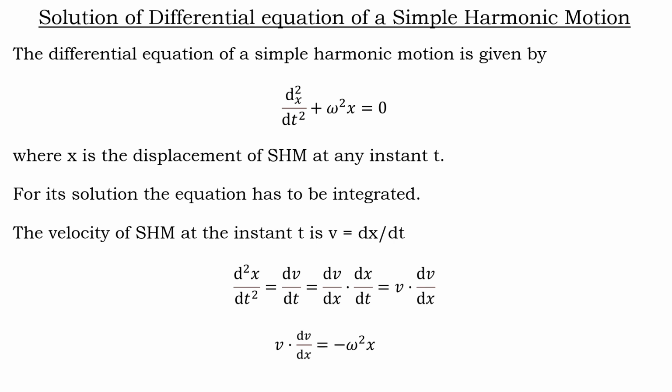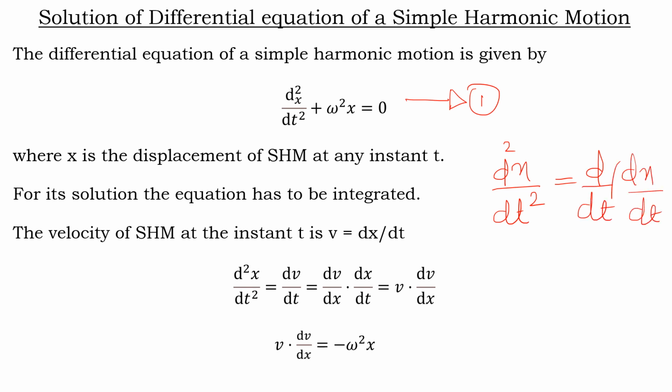The differential equation of a simple harmonic motion is given by d square x by dt square plus omega square x equal to 0, where x is the displacement of the simple harmonic motion at any instant t. This equation is labeled as equation 1. From equation 1, d square x by dt square can be written as d by dt of dx by dt, where dx by dt is v, the velocity of the simple harmonic motion at the instant t. Therefore, d square x by dt square becomes dv by dt.